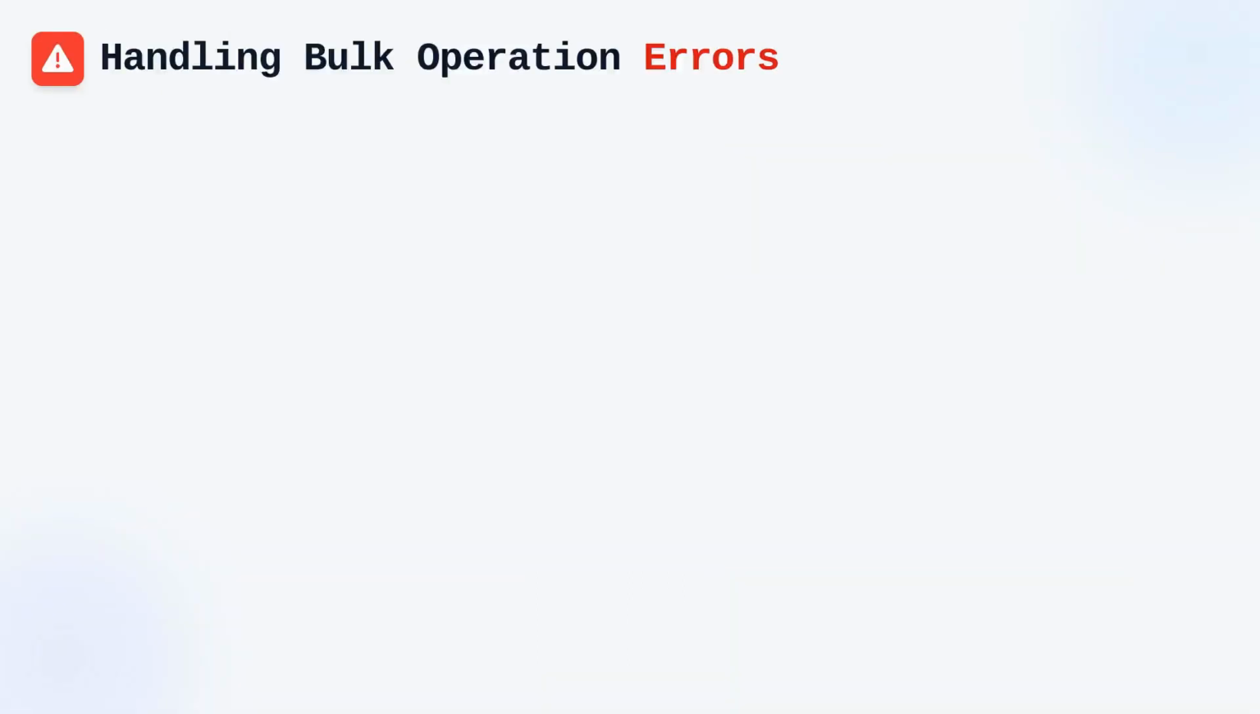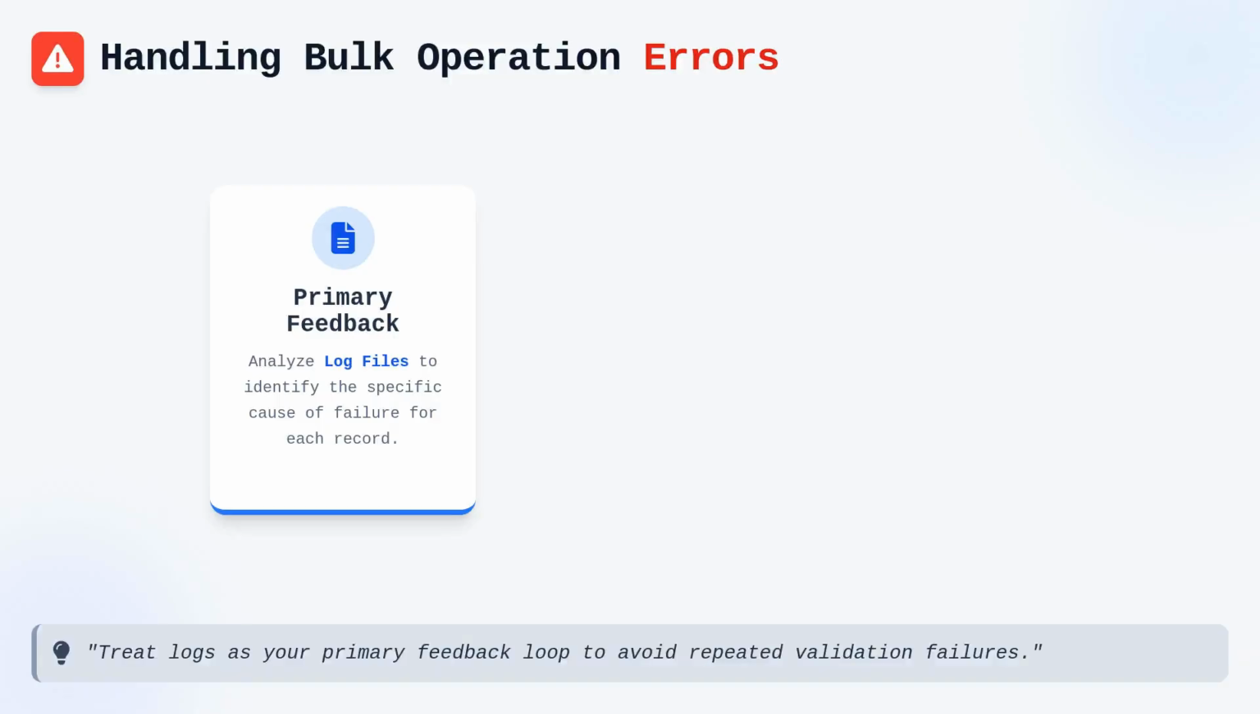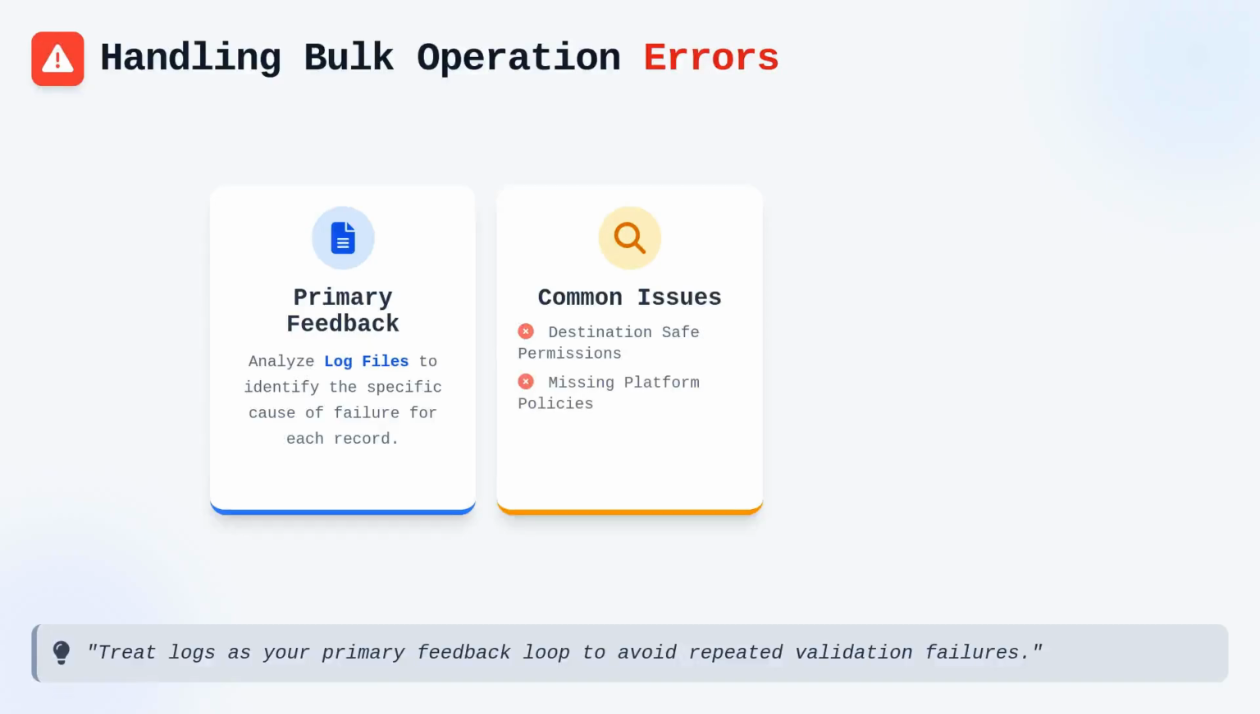Handling errors during these bulk operations is an unavoidable reality of large-scale environment engineering. When you initiate an upload, the utility generates log files that detail either the success or the specific cause of failure for each account record. You should treat these logs as your primary feedback loop. They frequently point to permission issues on the destination safe, missing platform policies, or syntax errors within your source file.